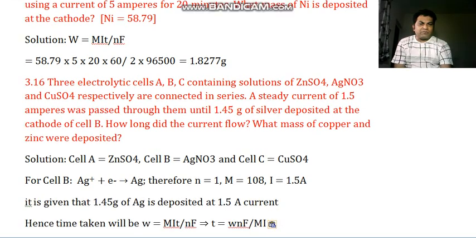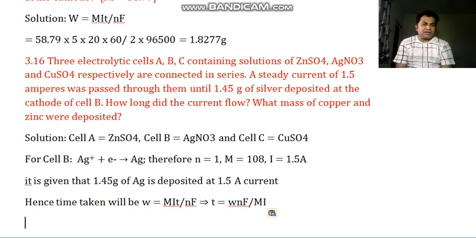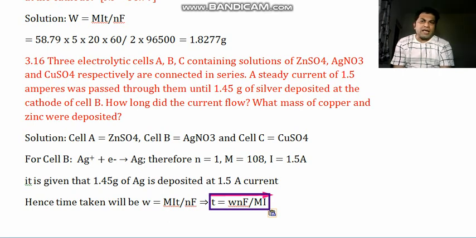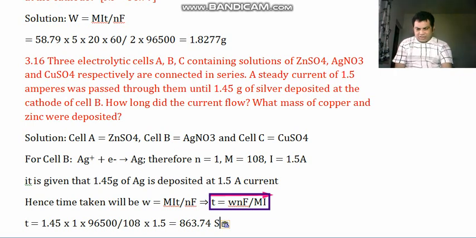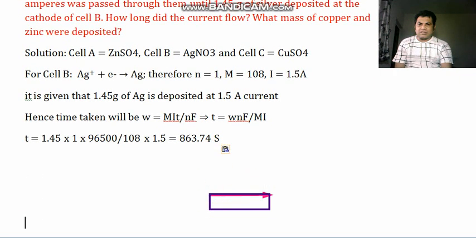It is given that 1.45 gram, that means W is given, and we have to rearrange the formula for t. For how much time is the current passed? So we have made t the subject of the formula. Hope that you understand that we have made t the subject. Now we will put in all the values and find the time. Check out how much time comes. So you can understand this.